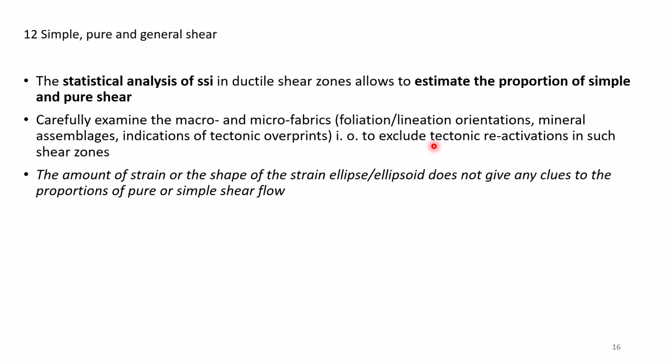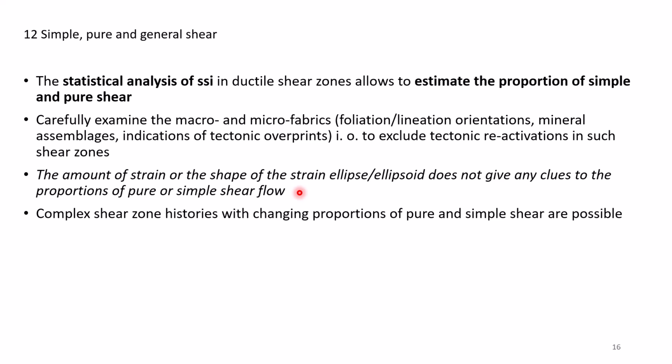The amount of strain or the shape of the strain ellipse or the ellipsoid does not allow us to interpret the proportions of pure shear or simple shear flow. We could have exactly the same shape of a strain ellipse or ellipsoid produced by pure shear, by simple shear, or by general shear. So the amount of strain and the shape of the strain ellipsoid in itself is inconclusive with regard to the mode of strain, simple, pure, or general shear, that has caused the deformation.